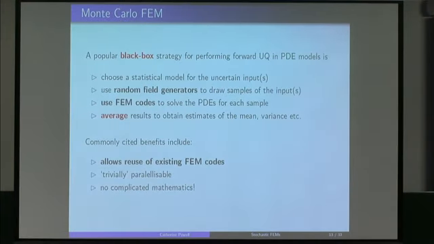I run my finite element code as a black box to solve the flow equations or the PDEs for each sample. And then in the Monte Carlo approach, we just average the results to obtain estimates of the quantities we want. So if it's a mean or a variance, we just average our outputs. Why is this done? Well, we can just treat our computer codes as black boxes. People say, or at least in the math community, it's trivially parallelizable, as if nothing else is.